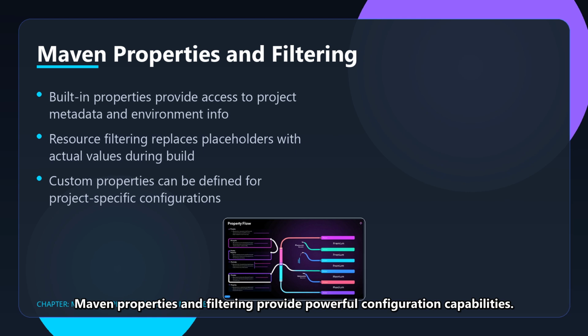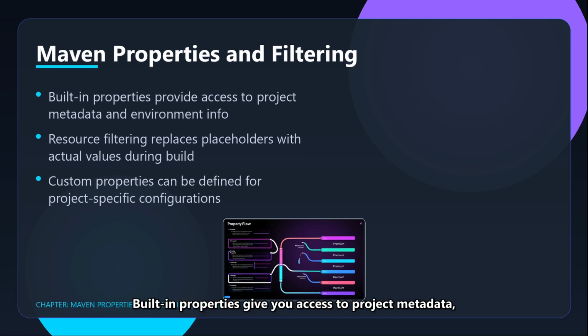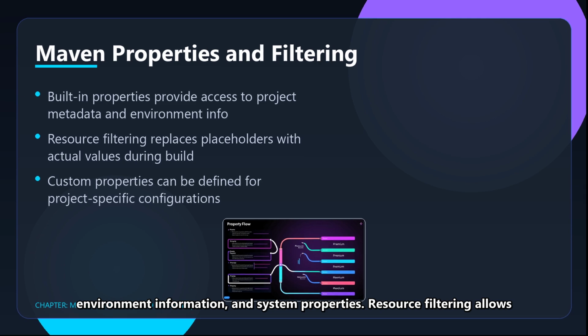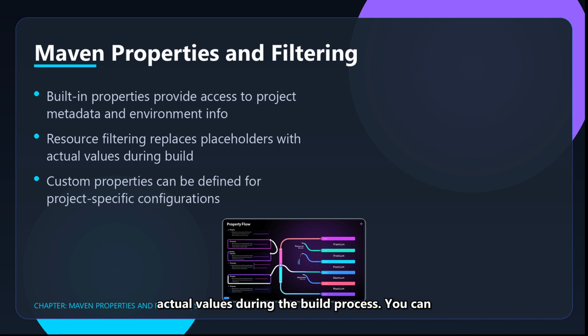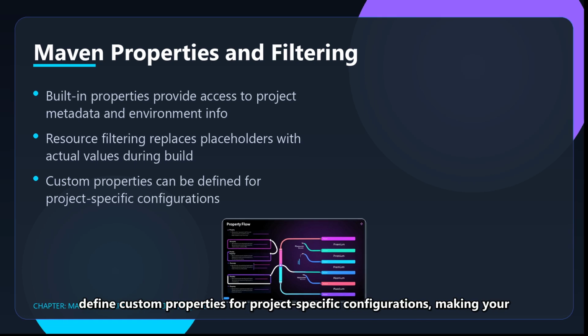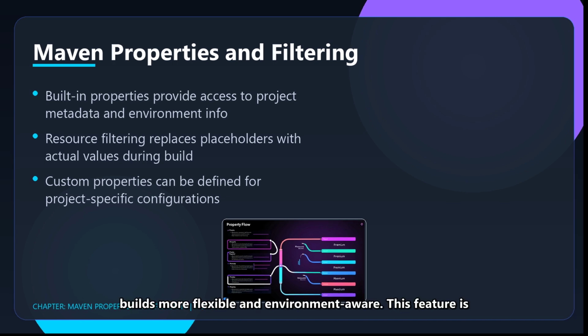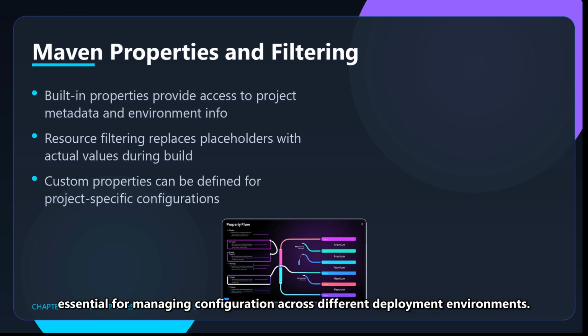Maven properties and filtering provide powerful configuration capabilities. Built-in properties give you access to project metadata, environment information, and system properties. Resource filtering allows you to replace placeholders in configuration files with actual values during the build process. You can define custom properties for project-specific configurations, making your builds more flexible and environment-aware. This feature is essential for managing configuration across different deployment environments.